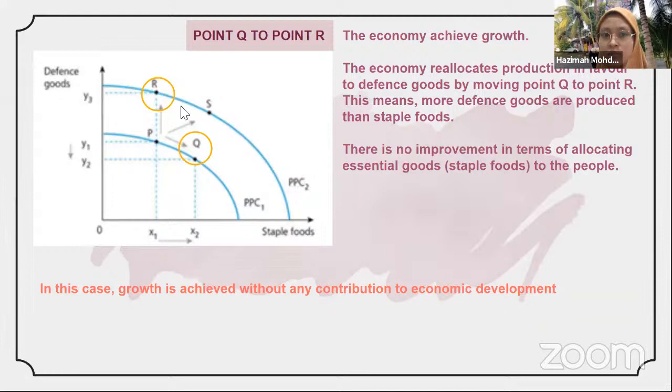Meaning kita ada growth sebab ada physical movement, tapi tak ada economic development because there is no increase in staple food production. But there is increase in defense food. Okay, do you have any questions so far?